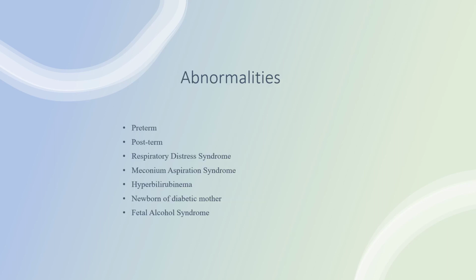All right, some abnormalities. Preterm would be a baby born before 37 weeks of gestation. Primary concern is relating to the immaturity of the body systems, especially the lungs. So you want to make sure that you maintain airway and administer oxygen as needed. A post-term baby is born after 42 weeks gestation.